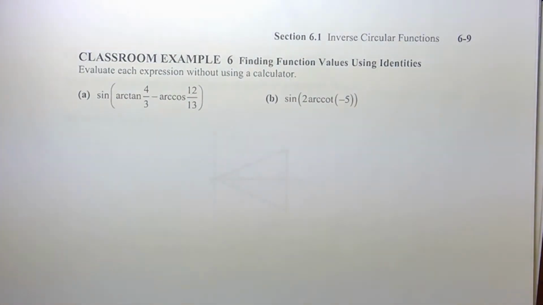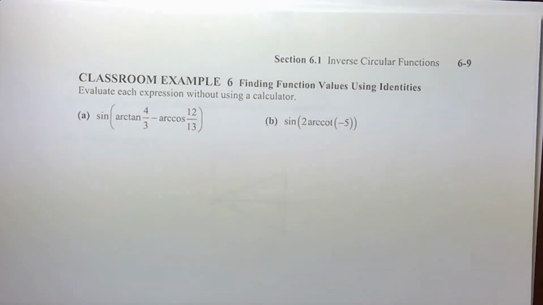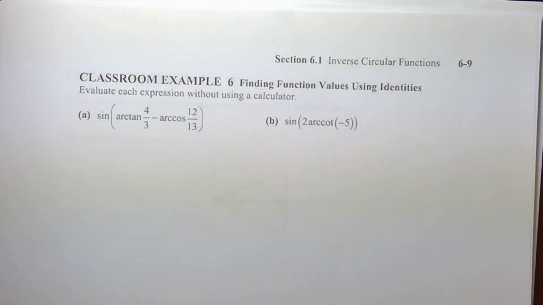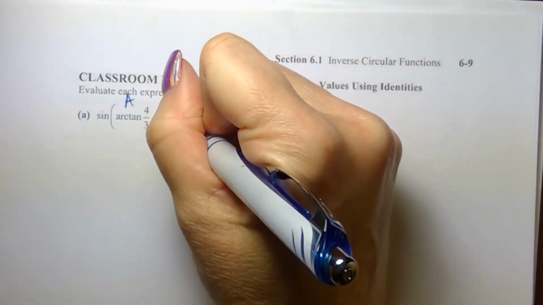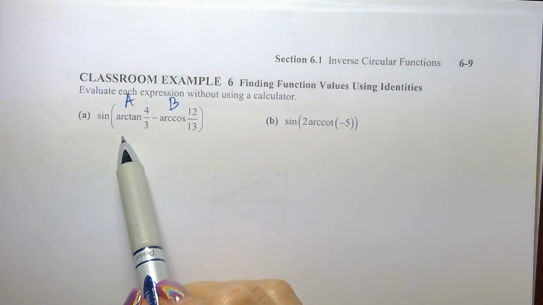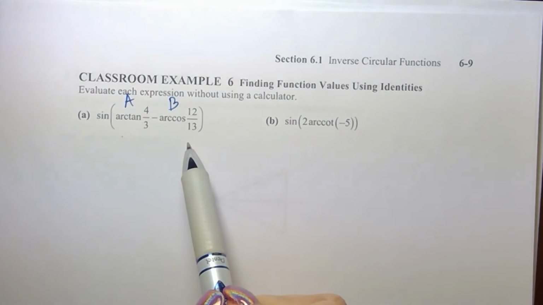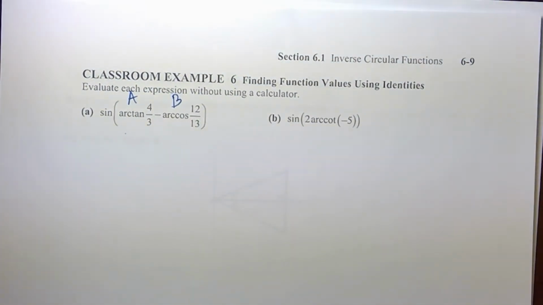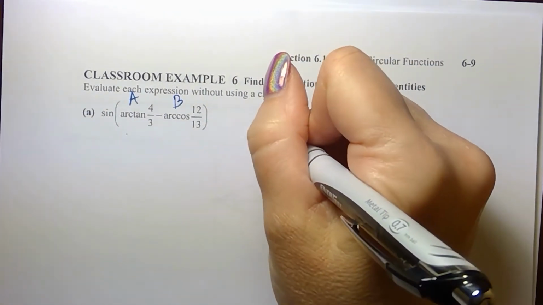Sine difference. We're using a sine difference identity here. We're going to be finding function values using identities. If I look at this, what I basically have is sine of angle A. I've got information about an angle A, and I've got information about an angle B. So I need to see what is going on with angle A and with angle B.